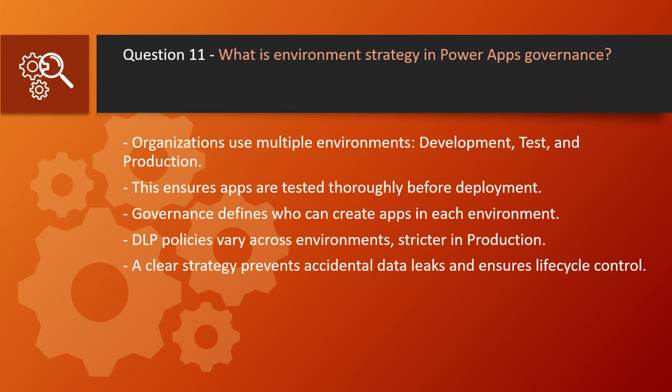What is environment strategy in Power Apps governance? Organizations should have multiple environments: development environment, test environment, and production environment. Whichever apps are going to be deployed in production should be well tested before deployment. Governance should be defined for each app, meaning who can use it. DLP policy should be applied at the various environment levels, and that should be strict in production. So a clear strategy can prevent accidental data leaks and ensure lifecycle control.